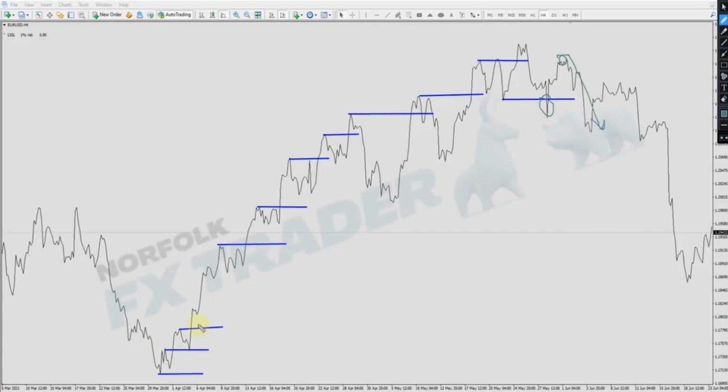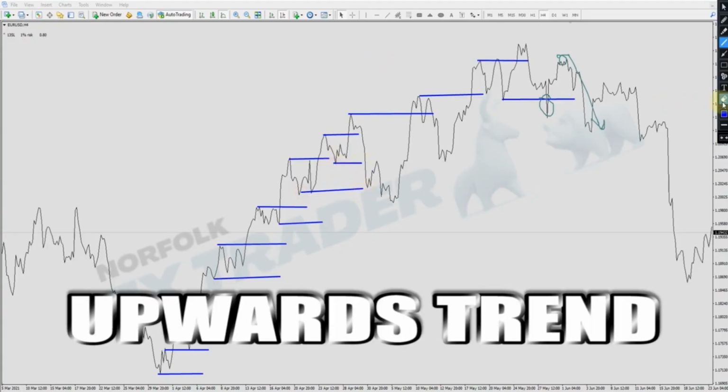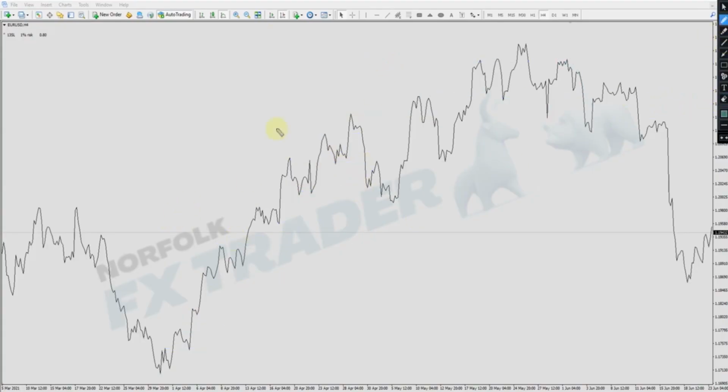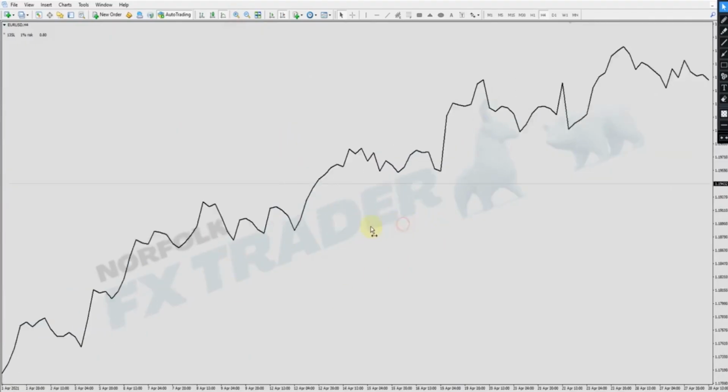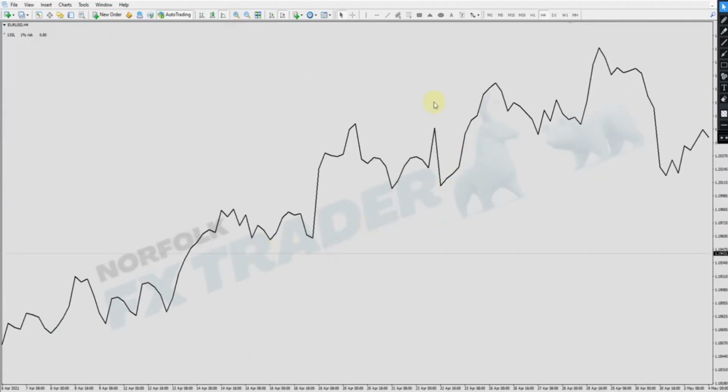So as we see, the market has continued to go higher, we make these higher highs and these higher lows in the market. What does that create? That creates an upwards trend. So how would you use this to your advantage? Let's go into this area of price closer, and let's have a look at this area on the chart, this area here.